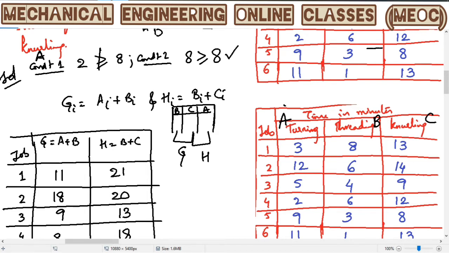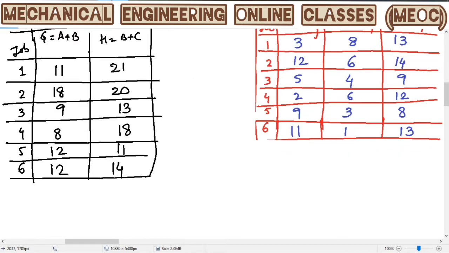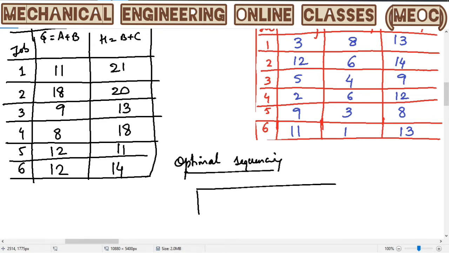Then depending on the given sequence, we will rewrite the table in the form of the given sequence. Then we will write the G and H, and then all the other methodology is the same. So using the rules that we have already learned in the previous video of processing n jobs through 2 machines, I am writing the optimum sequence. How do we write the optimum sequence? How many jobs are there? Those many slots I am just making.